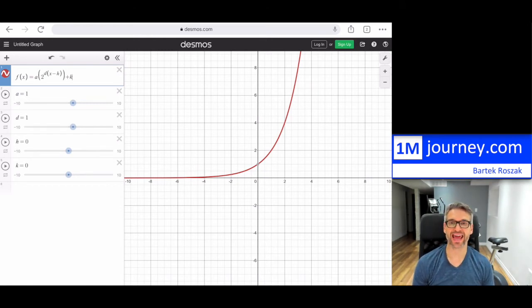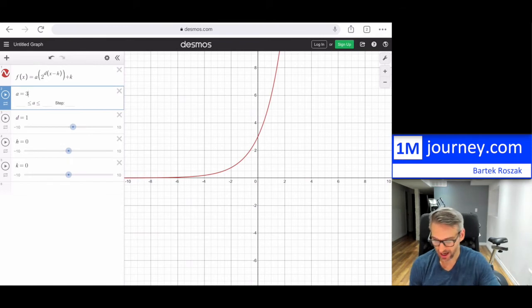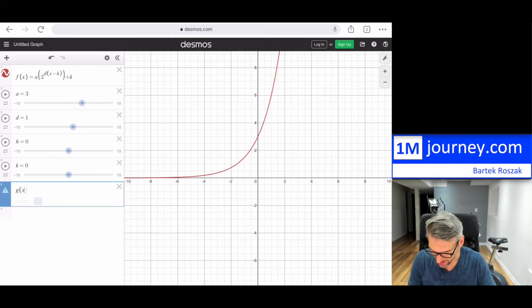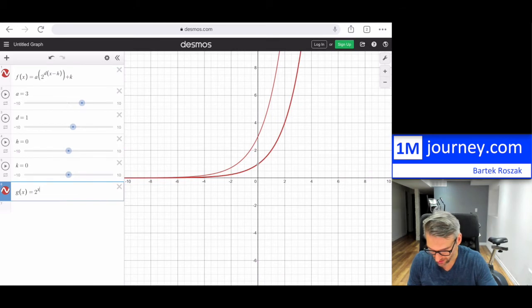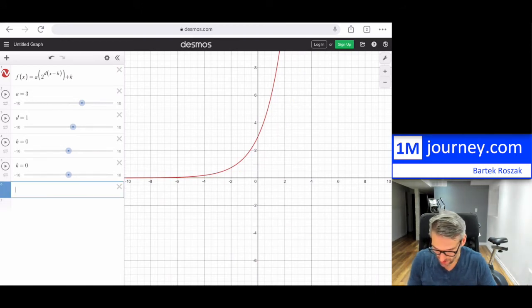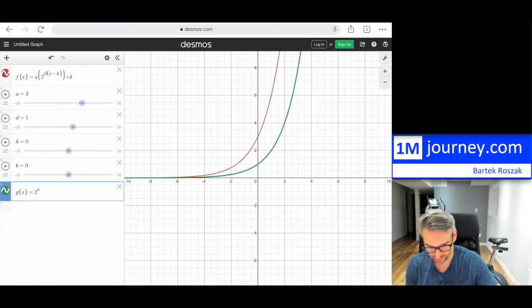Now, if I set a to, because it was negative 3, right? I'm going to set it to 3 first. And actually, you know what I'll do is I'll write g of x, so that we have our parent to look at, 2 to the x. Well, I don't want this to be red as well. How do I change the color here? Okay, let me see. So here's our parent. Okay, and I'm going to plot this.